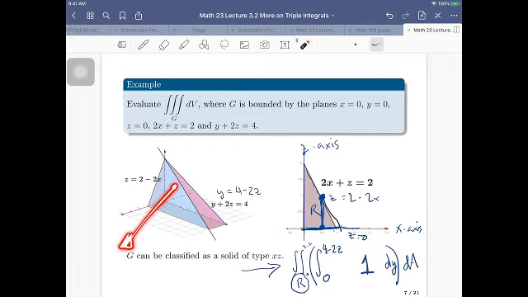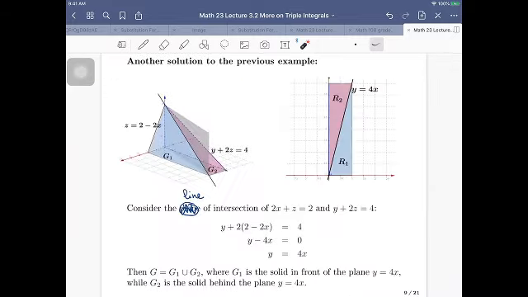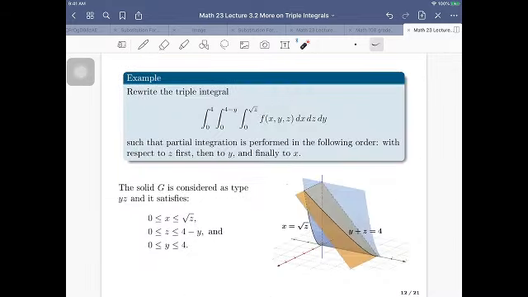If you look at this, now can you define the floor and the ceiling functions? And the answer is again yes. So here you have x equals 0, and here you have x equals 2 minus z all over 2. So I think it's a good exercise to also view this as a solid of type YZ and see that if you do the computations, you still get the same answer, 8/3. Okay, so for the next part of our lecture, we will try to do another example.